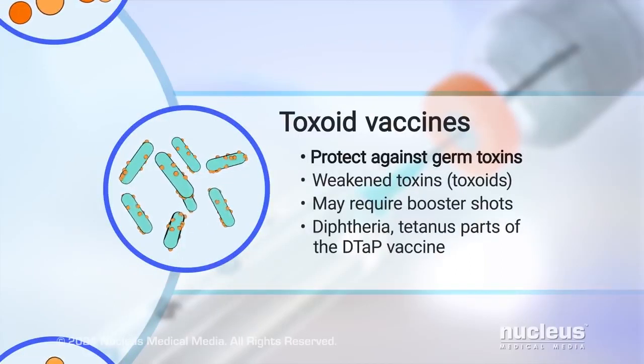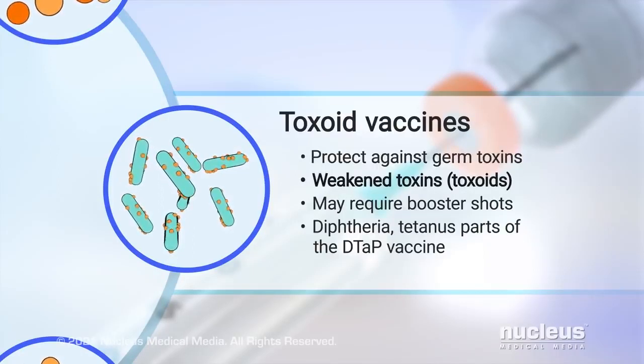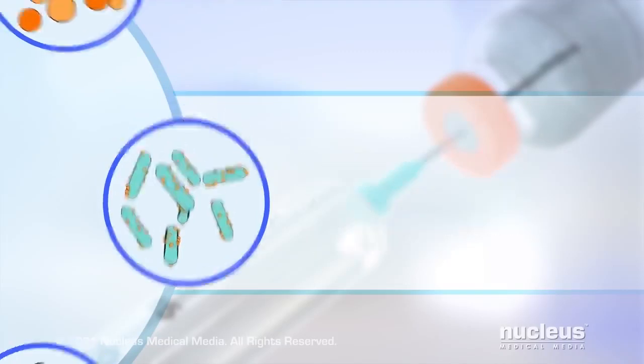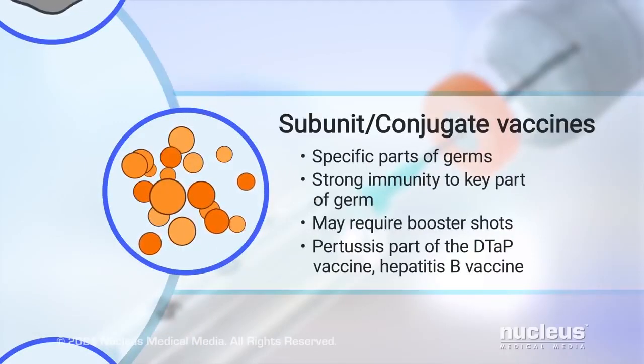Toxoid vaccines protect against harmful substances made by germs called toxins. They use weakened versions of the toxins, called toxoids. You may need booster shots to maintain protection against diseases. Examples are the diphtheria and tetanus parts of the DTaP vaccine. Subunit and conjugate vaccines use only a specific part of a germ. They provide strong immunity to that key part of the germ. These vaccines may also require booster shots. Examples are the pertussis part of the DTaP vaccine and the hepatitis B vaccine.